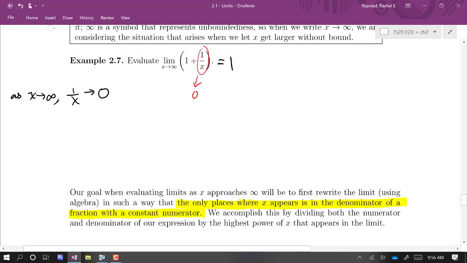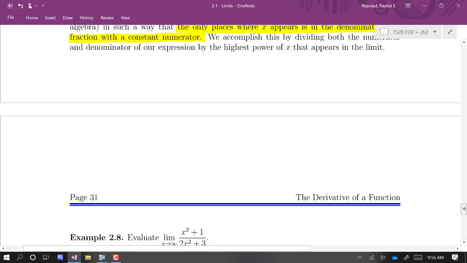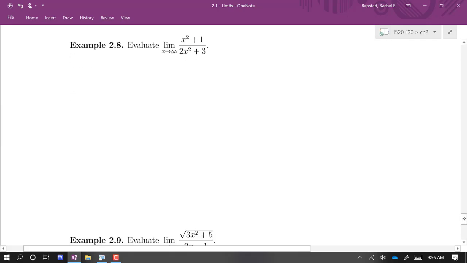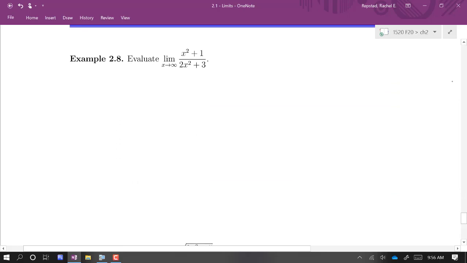Because those fractions will then approach 0. We're going to do a couple of these examples. Our technique for making that happen is to divide the top and the bottom by the highest power of x that appears in the denominator.